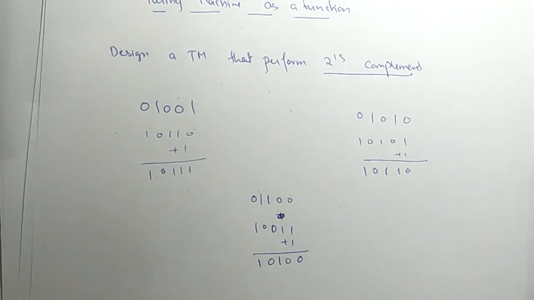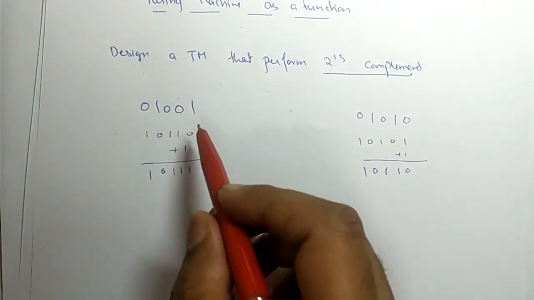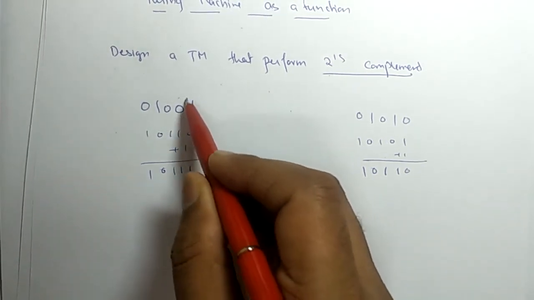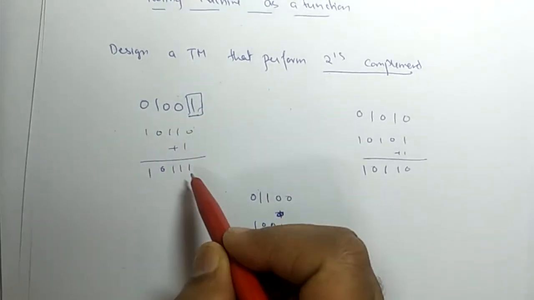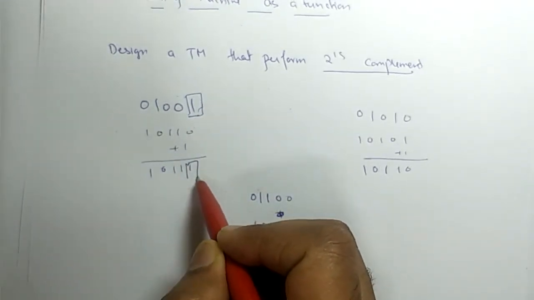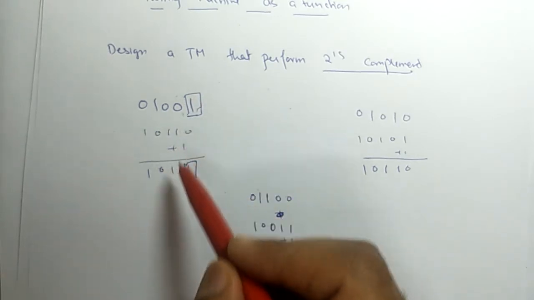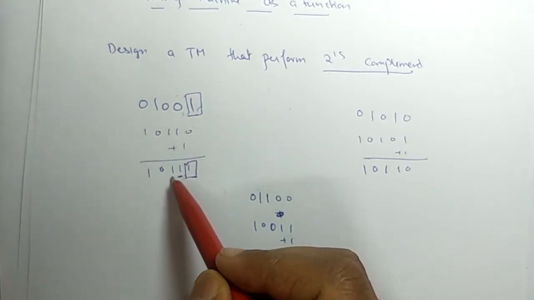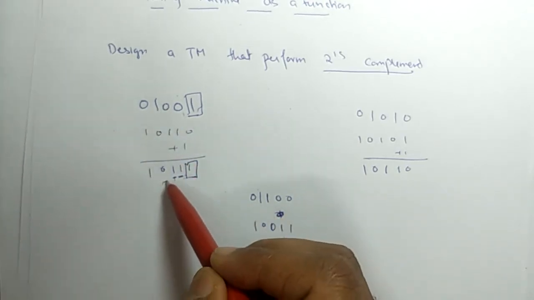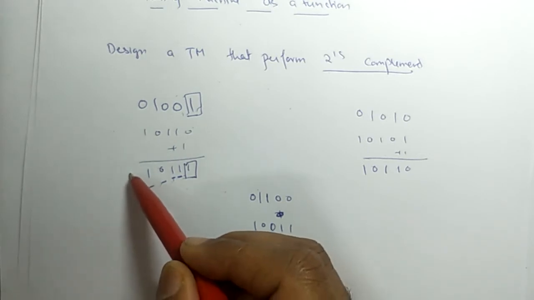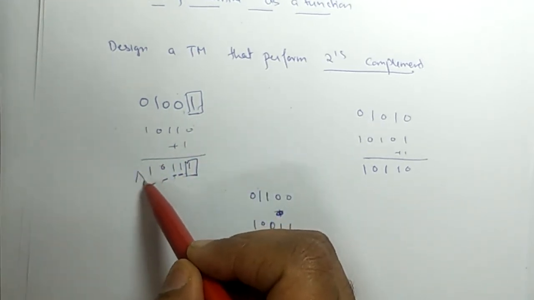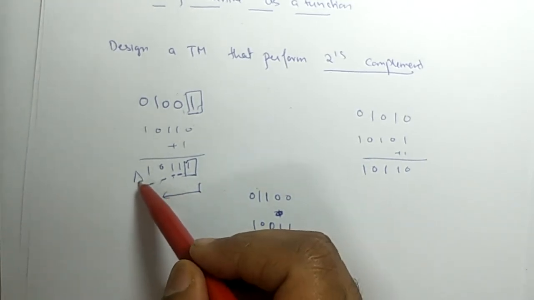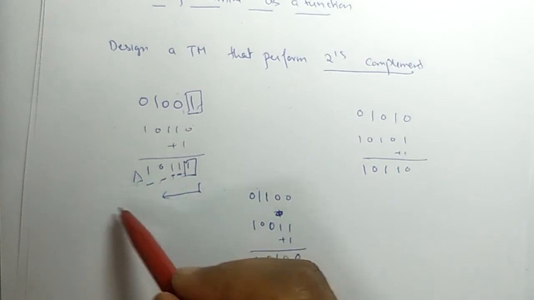So here is a pattern. If this is the input, then till the first one from the right hand side it is the same, then after that every 0 is converted to 1 and every 1 is converted to 0. And here at this blank, when we move from this direction to this direction, we will get a blank and we will halt here.